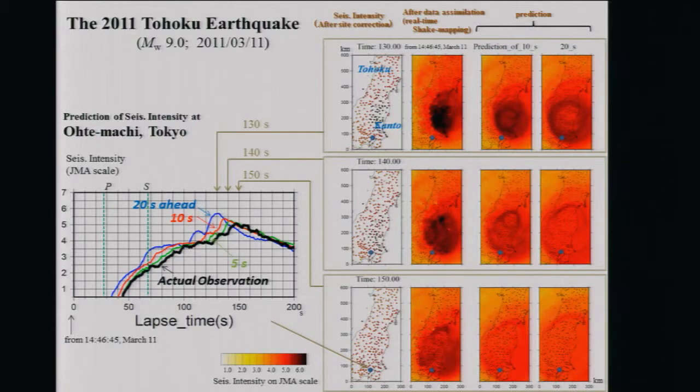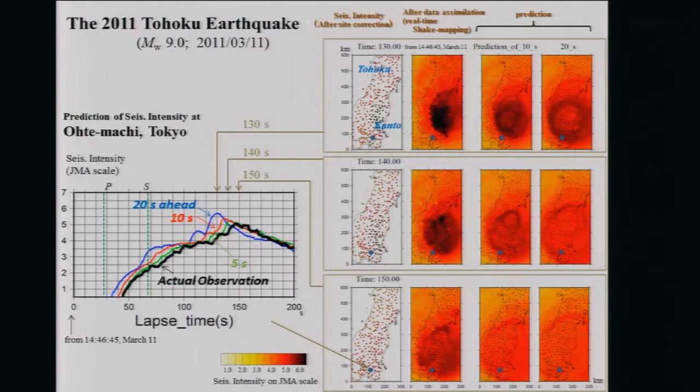And this is the actual observation of seismic intensity at Otemachi, Tokyo on the JMA scale. So blue is the 20-second ahead prediction, this one. And red is the 10-second ahead prediction, this one. And the 5-second ahead prediction is green. And here, for example, at lapse time 130 seconds, strong ground shaking is observed around here. And then we predict that about 20 seconds later, this strong ground shaking will arrive at Tokyo.